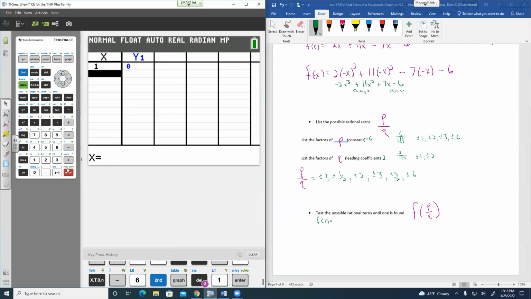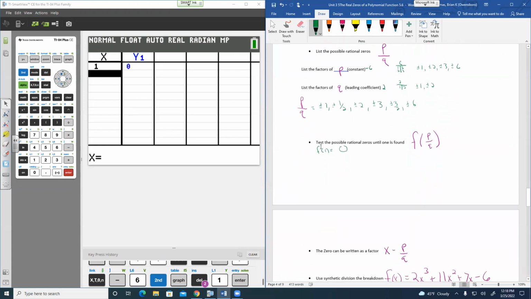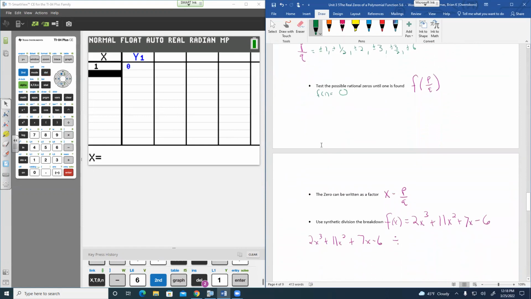And also I get 0. So right off the bat, I found one already. So f of 1 gave me 0. So until I found one, I'm already done with that. So now what I can do is pick up on that x minus 1 is going to be a factor of this thing. Since 1 was a zero, the factor is going to be x minus 1.